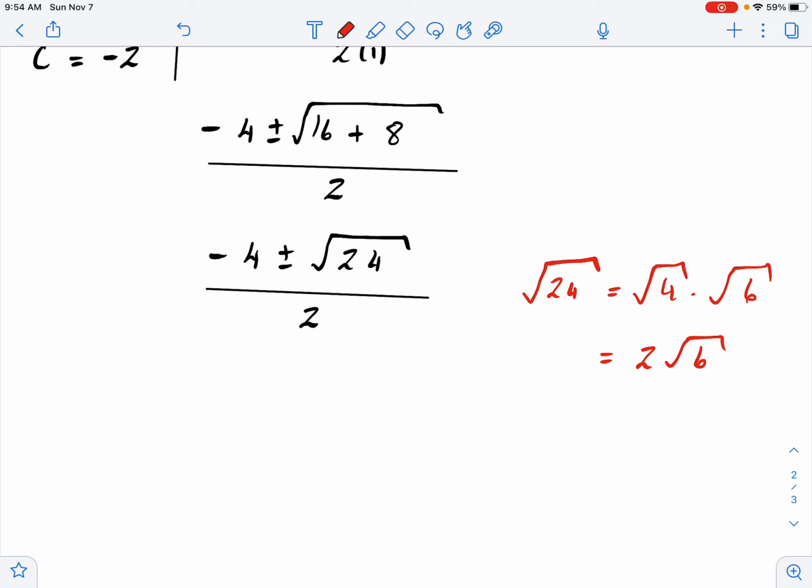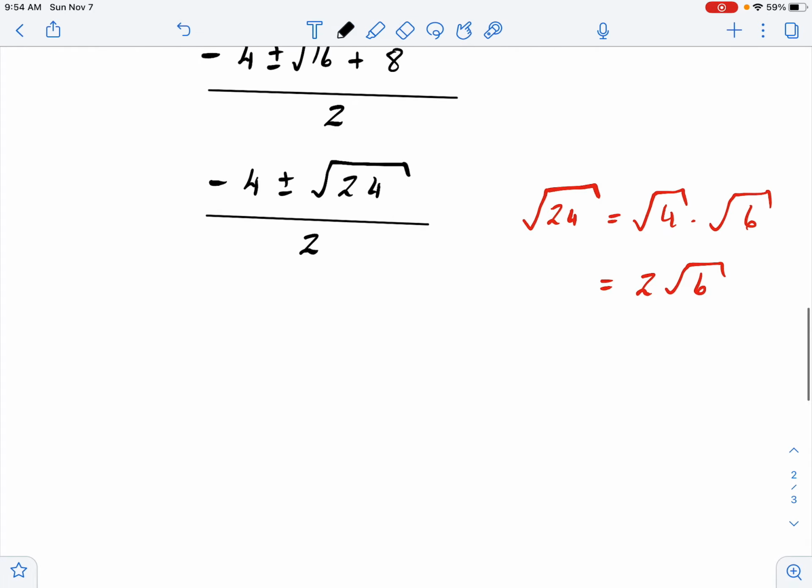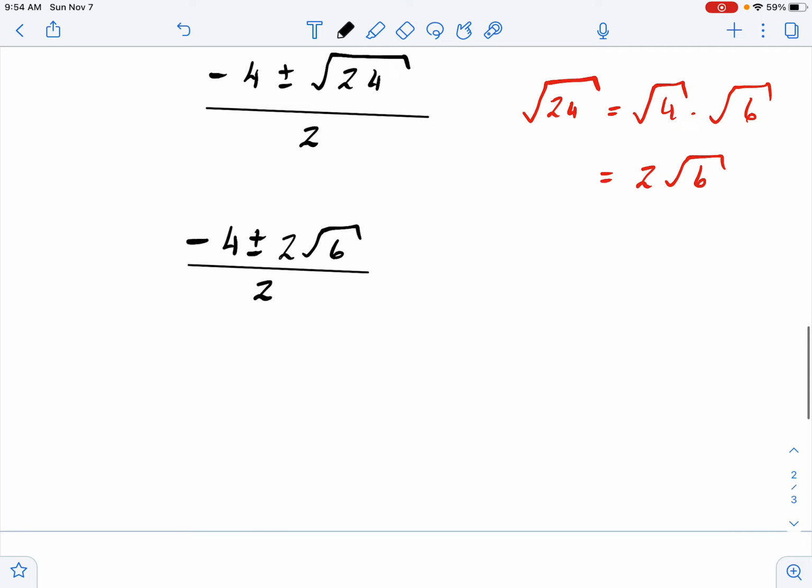Strictly speaking, plus or minus, of course, 2 root 6, but I already have a plus or minus in my formula, so I have minus 4 plus or minus 2 root 6, all over 2, and that even simplifies further because I can divide above and below by that 2. Minus 4 divided by 2 is minus 2, plus or minus 2 root 6 divided by 2 is 1 root 6, so just root 6. And those are my answers.